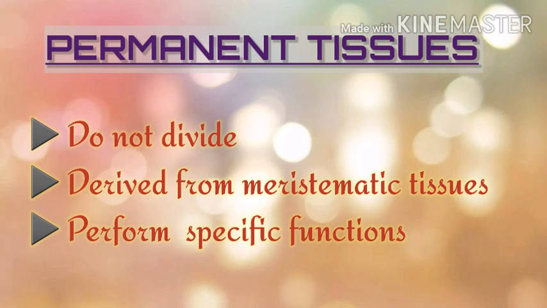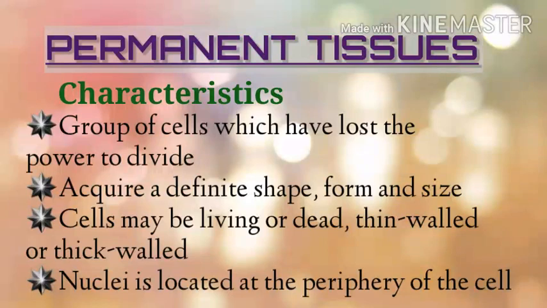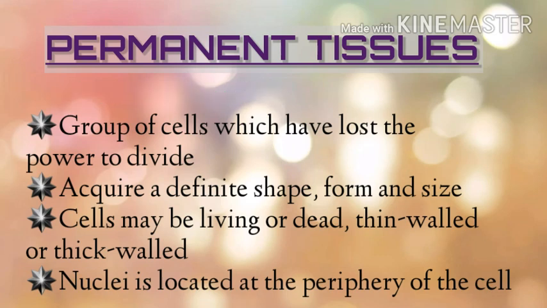Next, let's discuss the characteristics of permanent tissues. Permanent tissues are composed of a group of cells which have lost the power to divide. They acquire a definite shape, form, and size. These tissues are made up of cells that may be living or dead, thin-walled or thick-walled. The nuclei of these cells, if present, are located at the periphery.